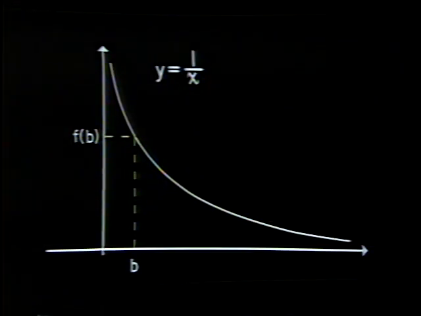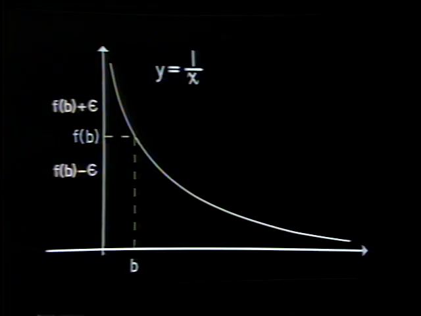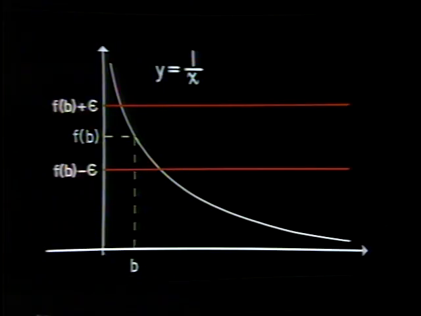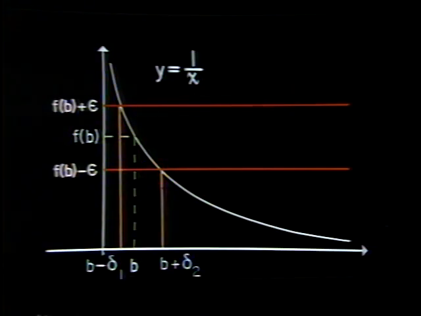We keep the same value for epsilon as when we were considering x equal a. This gives us an epsilon band of the same width as before. But note now the intersection of the curve with the lines y equals f at b plus epsilon and f at b minus epsilon. The projection of those intersections onto the x-axis gives values for delta sub 1 and delta sub 2, which are much smaller than before.